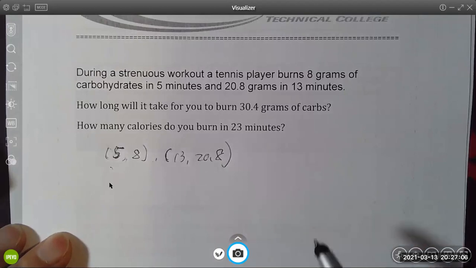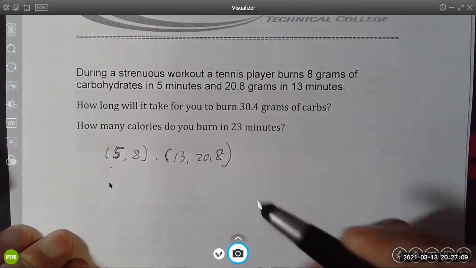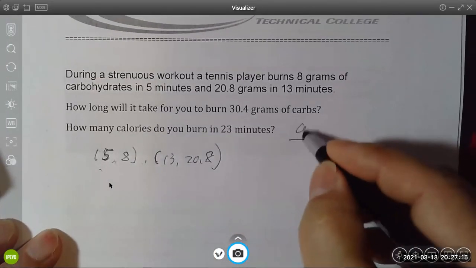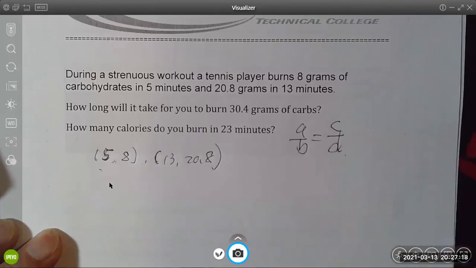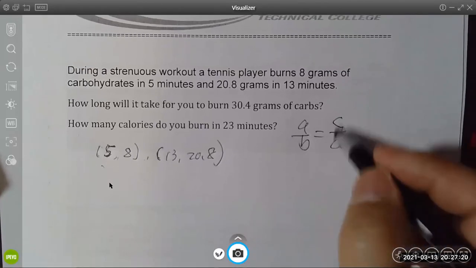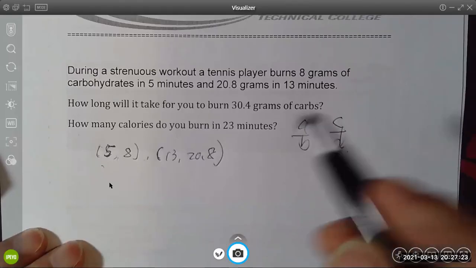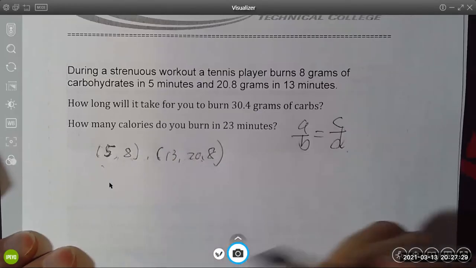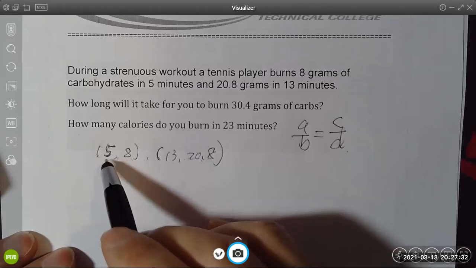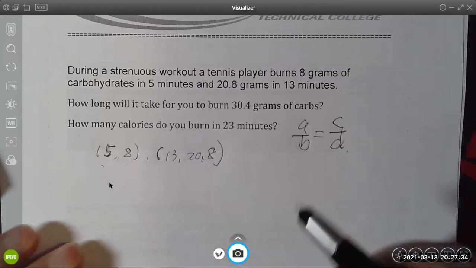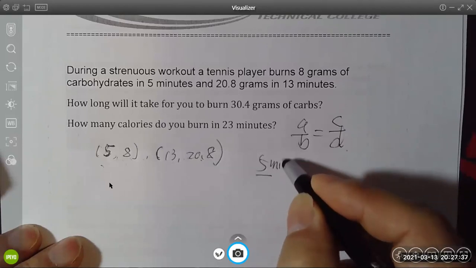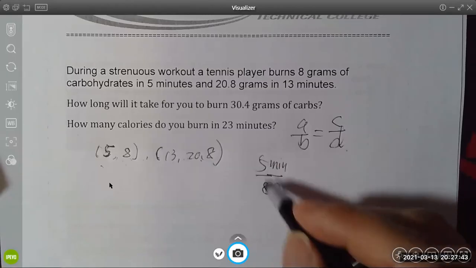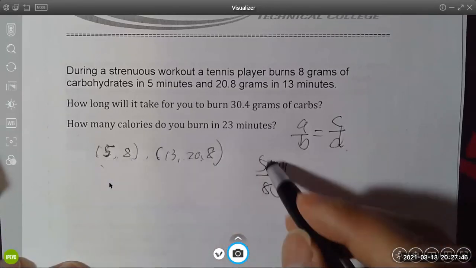Now here's the thing. In setting up a proportion, you need 2 pairs of numbers. Try to recall the format of proportion. And for this particular problem, you only need 1 pair given. You can use either of these 2. Doesn't make a difference. The result will be the same. So I'm going to use the first one, because the first one looks simpler in terms of numbers. So 5 minutes, you burn 8 grams. These 2 are related, just using a pair of numbers to set up a ratio.